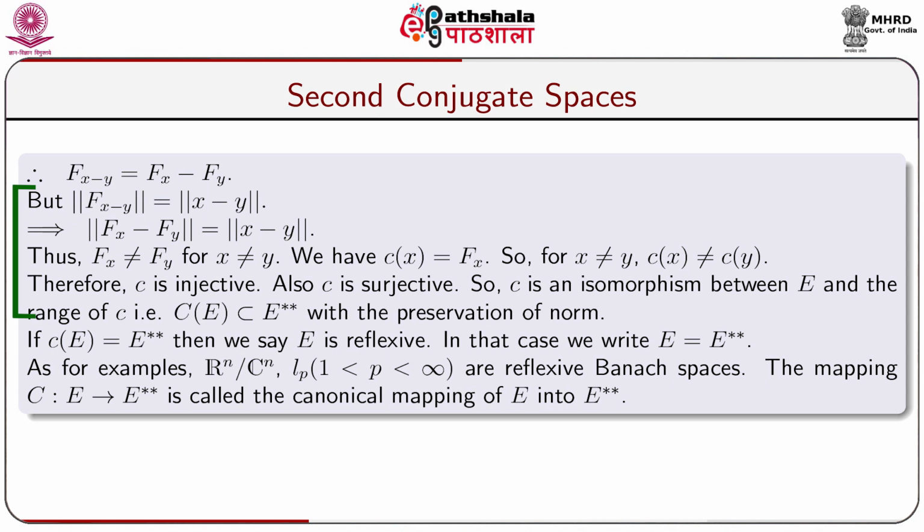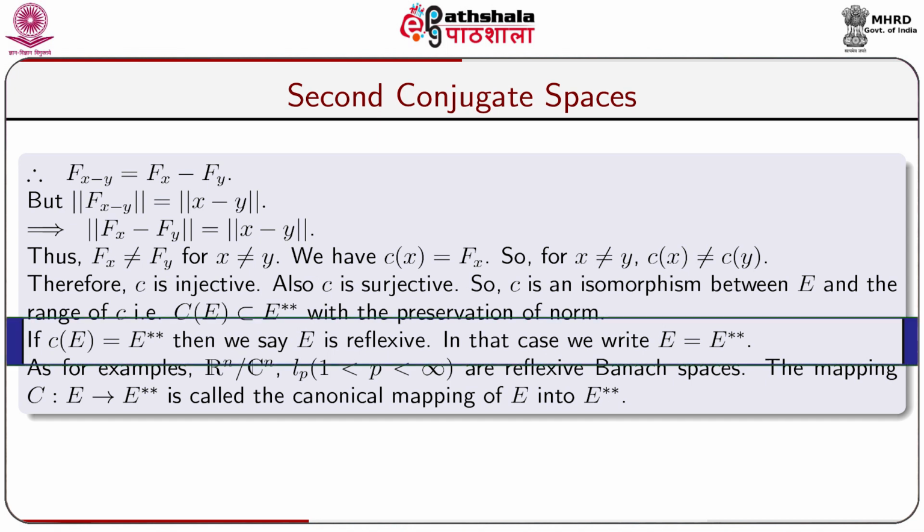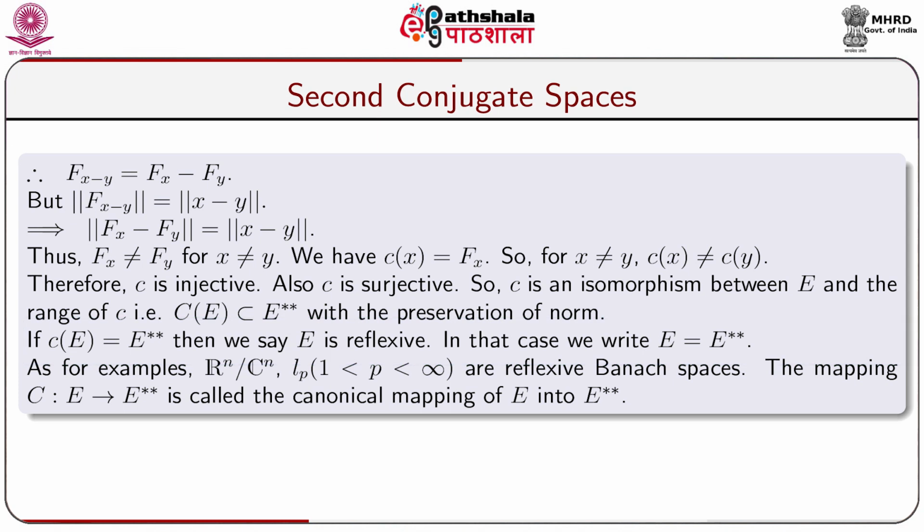So, C is an isomorphism between E and the range of C, that is C of capital E is a subset of E double star, with the preservation of norm. If CE is equal to E double star, then we say that E is reflexive. In that case, we write E equal to E double star.